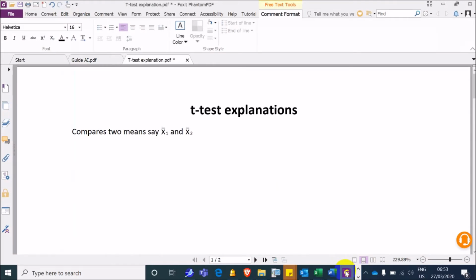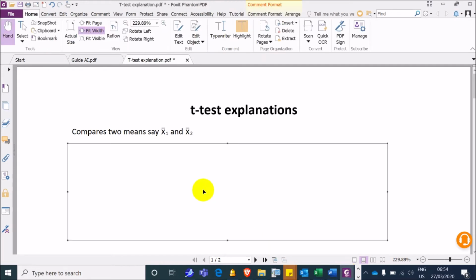And what I was saying, I'm looking for a test that can compare 2 means. So are the means different, or are they the same? That can be because of anything. We call that the t-test.